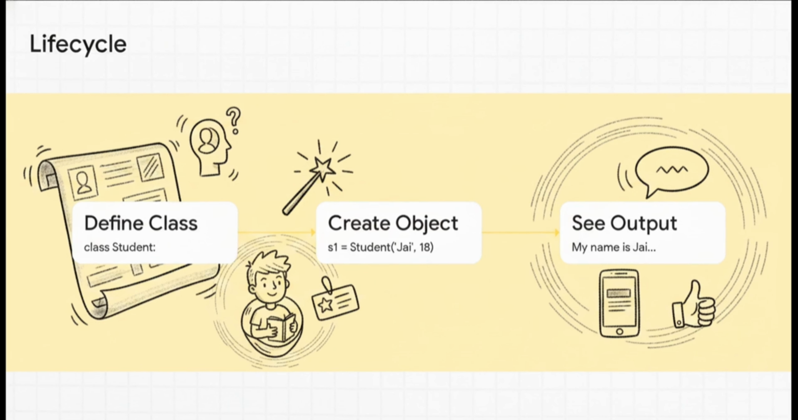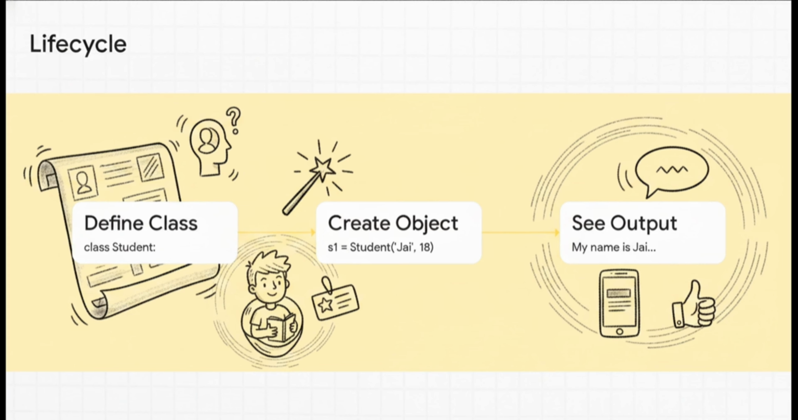So, stepping back, here's the complete life cycle of creating an object. Step 1, we define the blueprint, which is the class Student code we just wrote. Step 2, we actually construct a real object based on that blueprint. When we write s1 equals Student Jai 18, we're doing what developers call instantiation. That's just a fancy word for the exact magical moment we go from a paper drawing to a tangible, real-world object taking up memory.